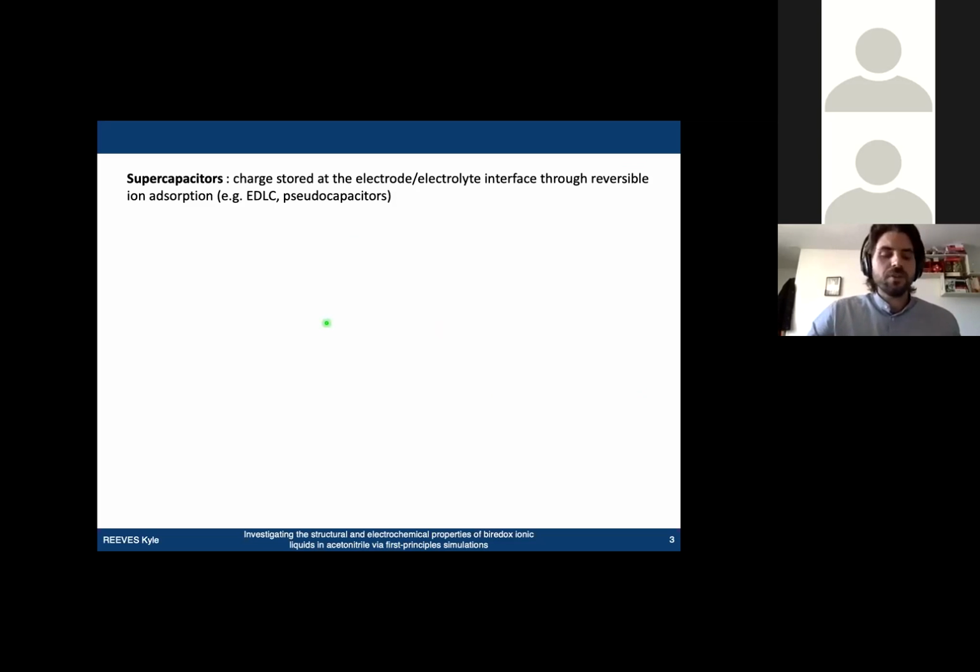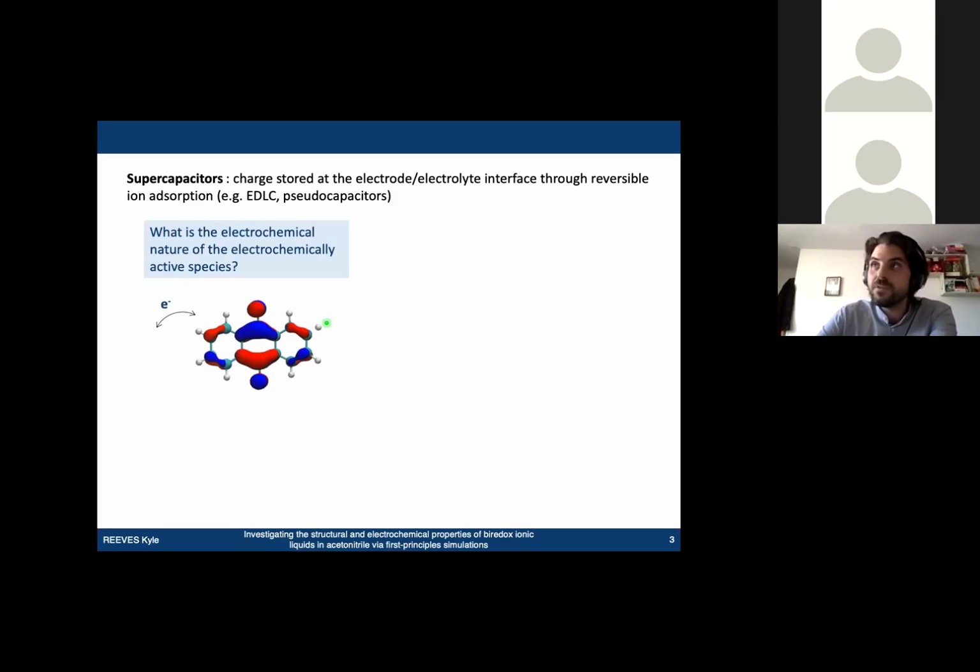And so supercapacitors are proposed as one of those types of devices which can be used. Supercapacitors are essentially a way in which charge is stored at the electrode-electrolyte interface via some reversible ion adsorption at the interface. That includes electric double layer capacitors and pseudocapacitors, depending on the nature of the materials involved. And so there are two questions that we can consider.